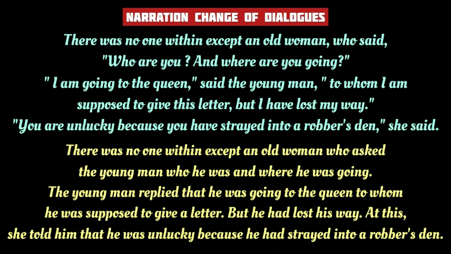"I am going to the queen," said the young man, "to whom I am supposed to give this letter, but I have lost my way." We see here that the initial part of the young man's reply, "I am going to the queen," is put before the speaker. But the whole sentence in his reply is an assertive sentence. "You are unlucky because you have strayed into a robber's den," she said. The second speech of the old woman is also an assertive sentence.